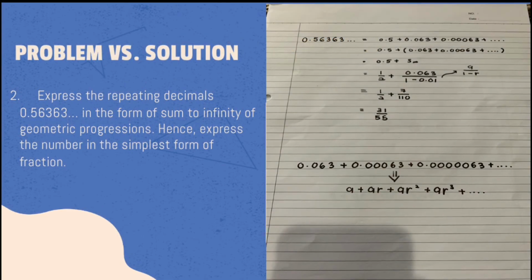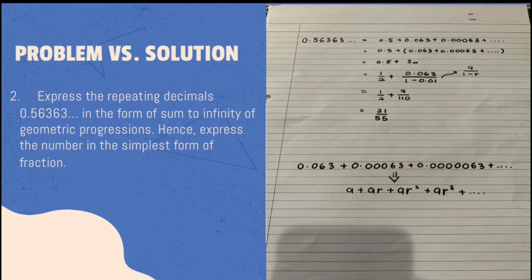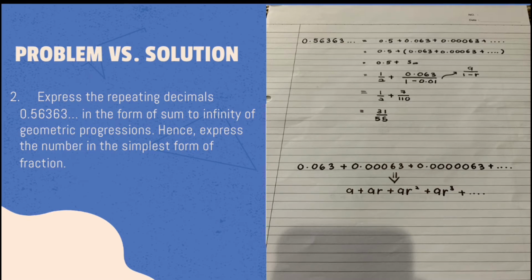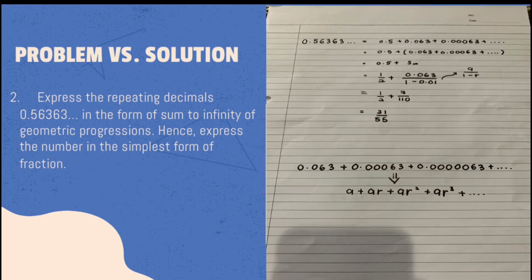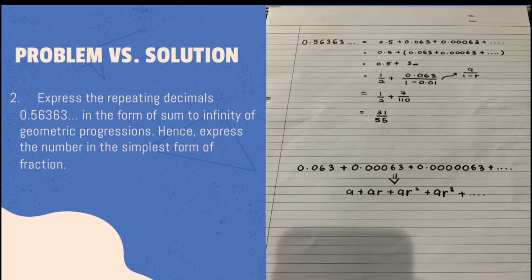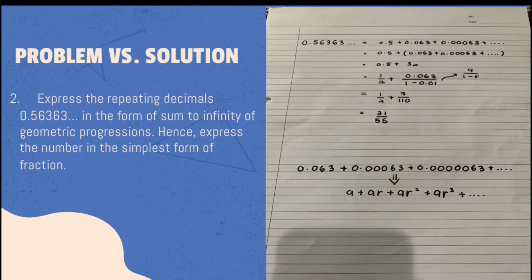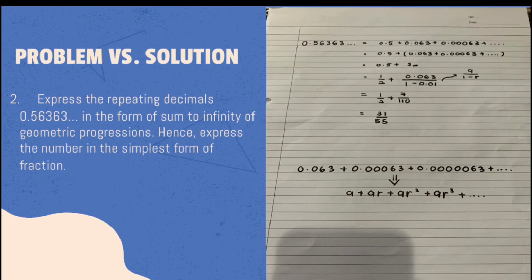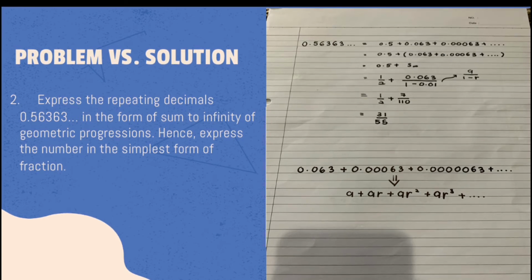Before this, we have learned to solve the simple recurring decimals. So this time, we are going to learn how to express the repeating decimals that contain other numbers, such as in this question we have 0.5. So first of all, we need to separate the 0.5 and the 0.063 and 0.00063, and then we know that 0.063 plus 0.00063 and so on is the sum of an infinite geometric progression.